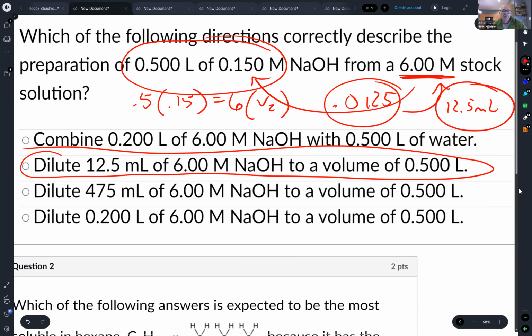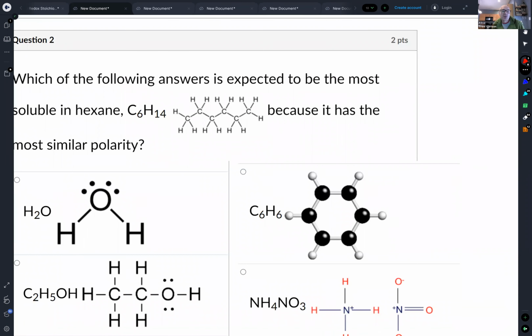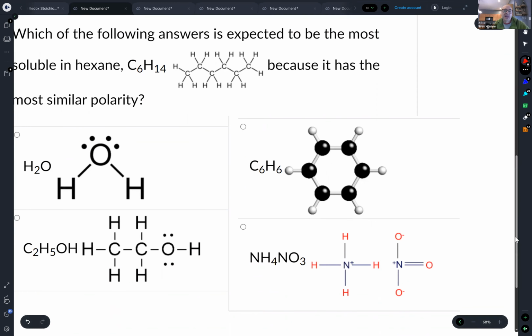All right, moving to question number 2. Which of the following can you expect to be the most soluble in hexane? Let's jump into this. Hexane is very, very non-polar. It is symmetrical, and if we cut it down the middle, the left looks like the right, and the top looks like the bottom. So we've got to find some molecule that looks the exact same way.